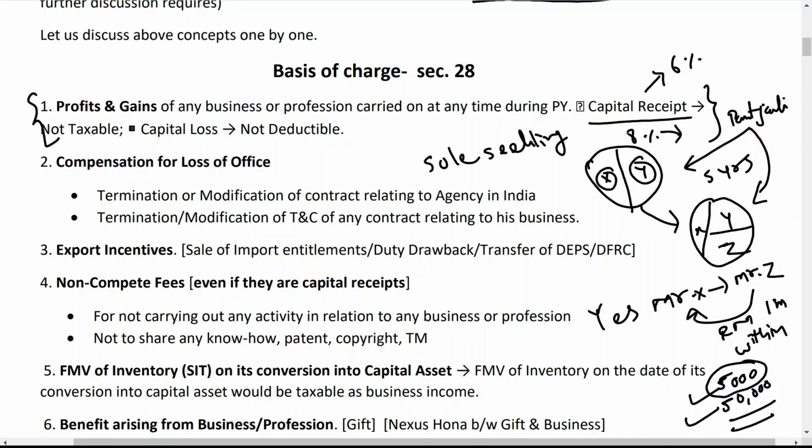So in that case also Patanjali has to provide some amount of compensation to both the persons x as well as y. So this compensation provided by Patanjali to x and y is chargeable under the head PGBP. So that is the second point explanation. This type of income is also taxable under the head PGBP.